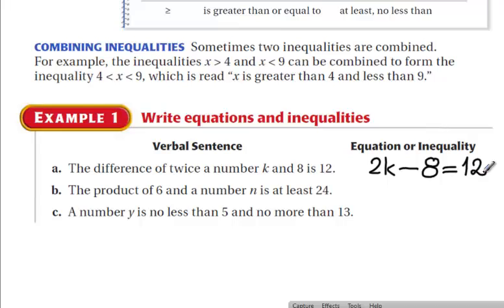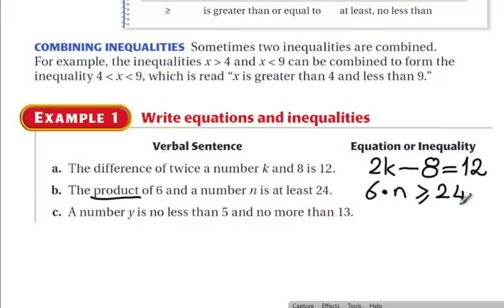So let's look at the second one. The product of 6 and a number is at least 24. First of all, we have to know that product means we have multiplication, 6 and a number n. At least means it can be 24 or more. So we have to put greater than or equal to 24.